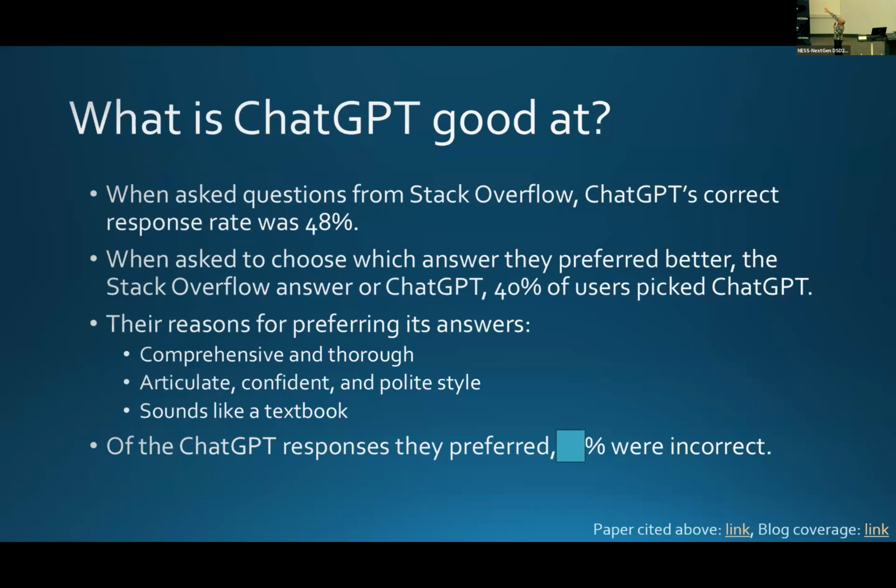Now, people preferred the ChatGPT answer about 40% of the time, which raises the question, how do those two sets overlap? Were people really good at distinguishing when it was right and they liked that answer, or were they not? They were not. People liked the ChatGPT answer in a way that really disproportionately picked the bad answers. And so why did they like it? Well, they tell you why. These are the results from the study. They love the answers because they're comprehensive and thorough and articulate, confident, polite. They sound like a textbook. It sounds so convincing superficially.